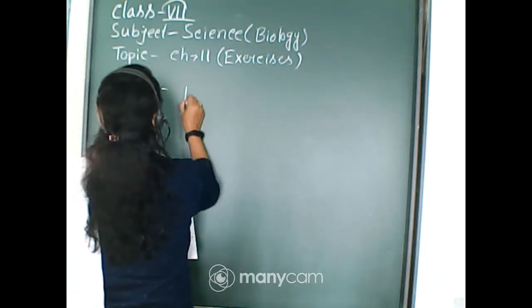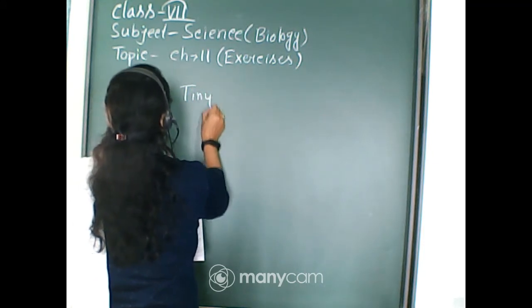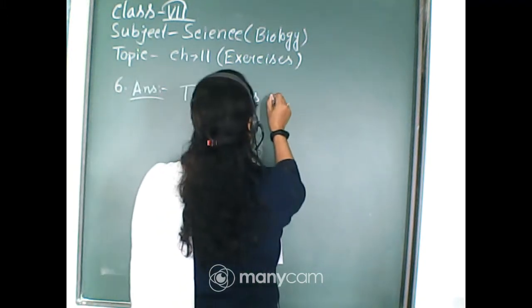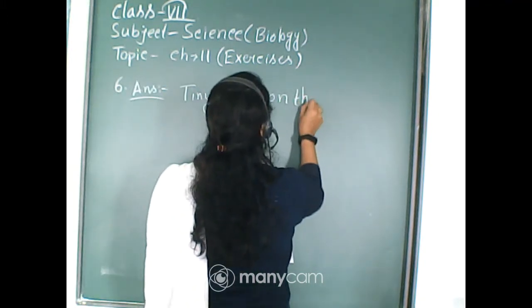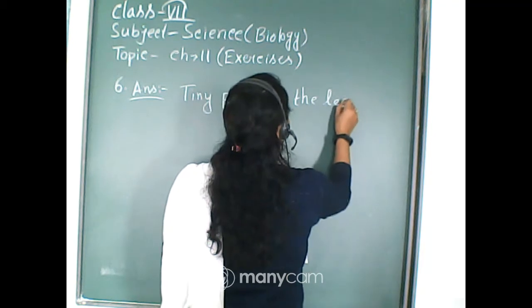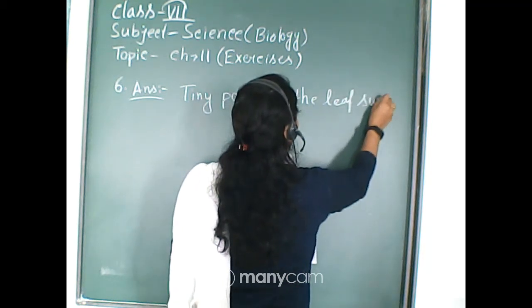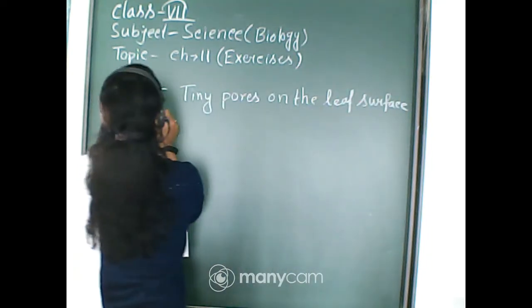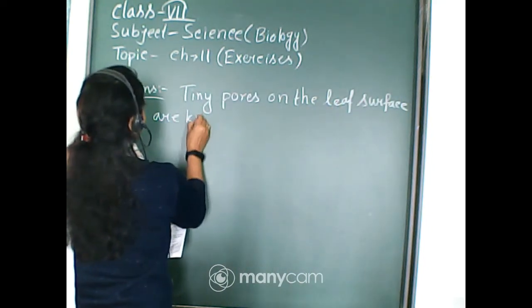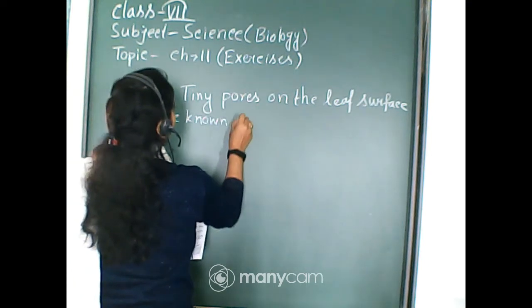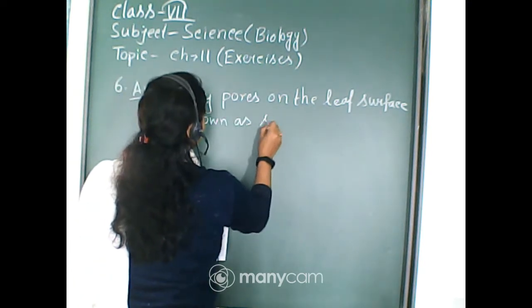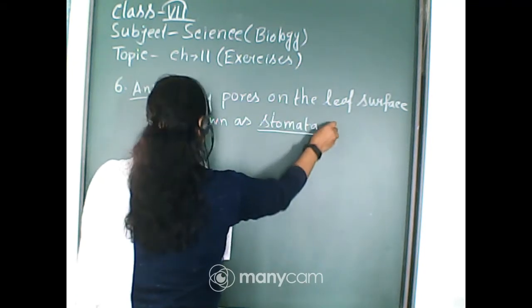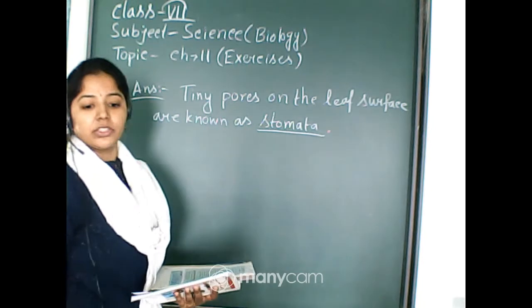You can write: tiny pores on the leaf surface are known as stomata. Okay, and what are their functions?